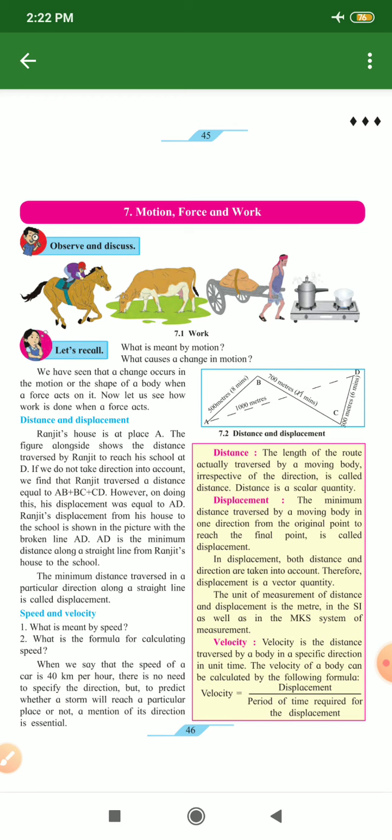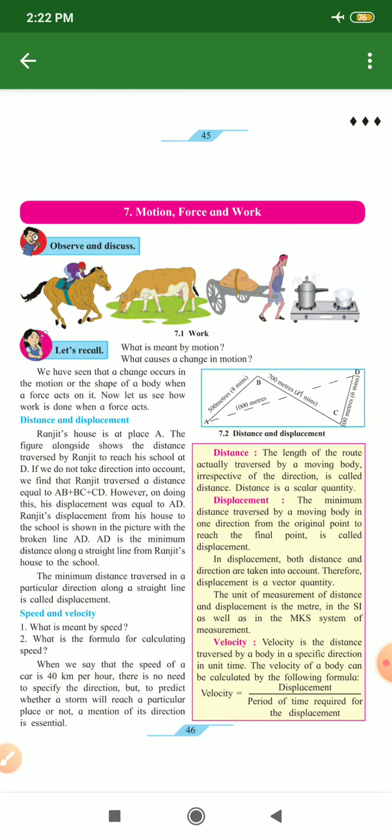Ranjit's displacement from his house to the school is shown in the picture with the broken line AD. AD is the minimum distance along a straight line from Ranjit's house to the school. The minimum distance traversed in a particular direction along a straight line is called displacement. So you can mark this definition of displacement.